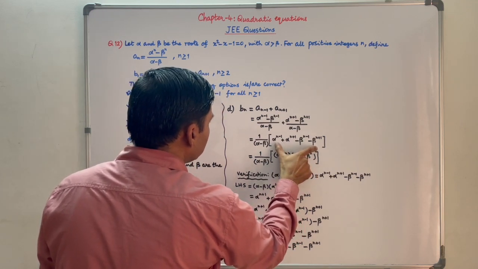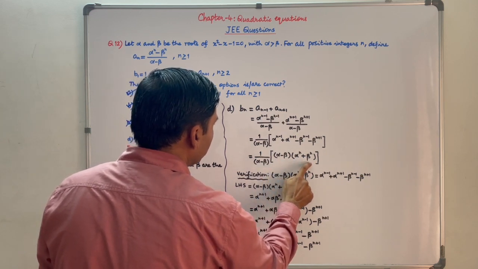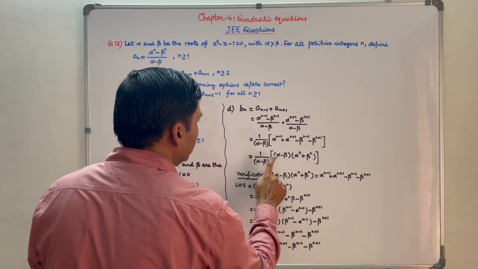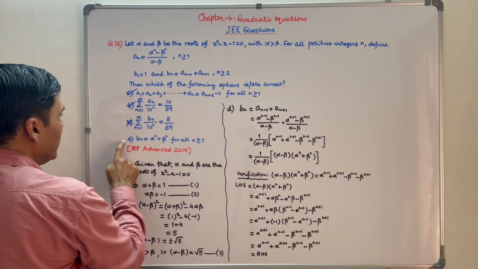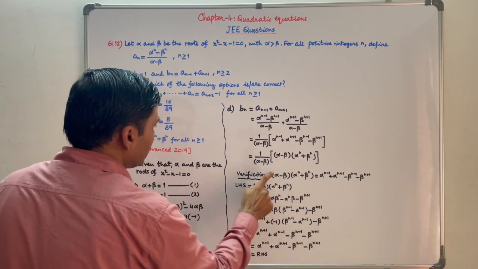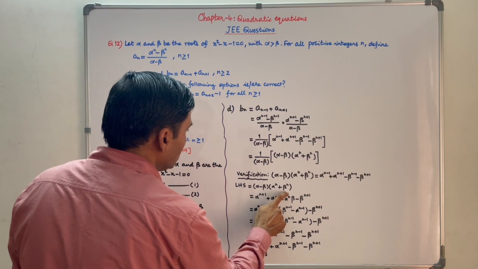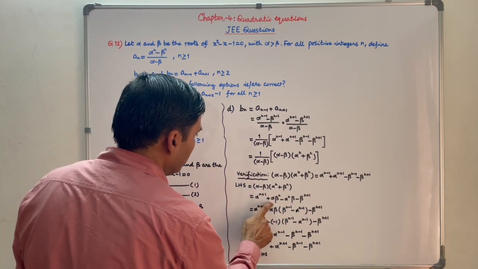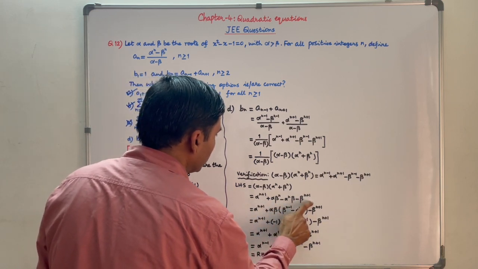If we can replace this by alpha minus beta into alpha to power n plus beta to power n, then alpha minus beta will get cancelled and right hand side will be equal to alpha to power n plus beta to power n. So statement D will be correct. So let us multiply and verify. Left hand side is alpha minus beta into alpha to power n plus beta to power n. So after multiplication it will be alpha to power n plus 1 plus alpha beta to power n minus alpha to power n beta minus beta to power n plus 1.